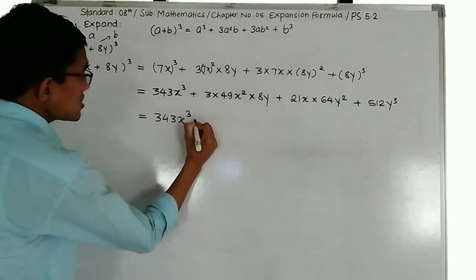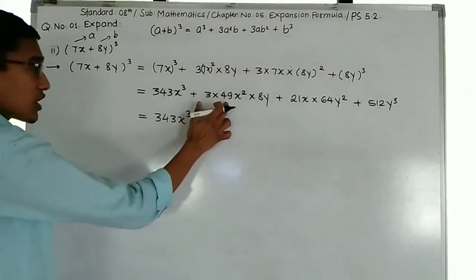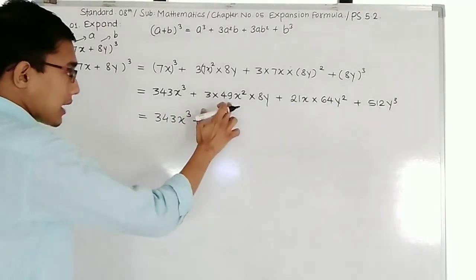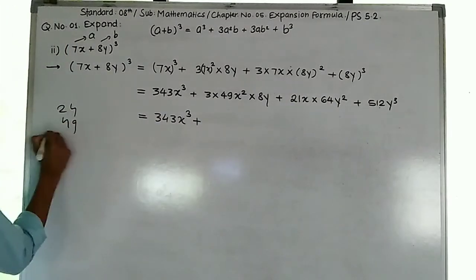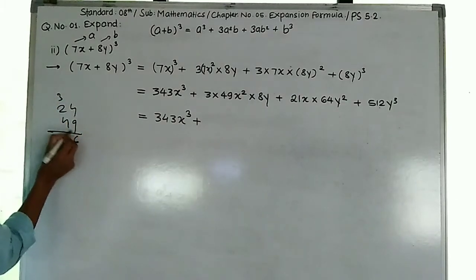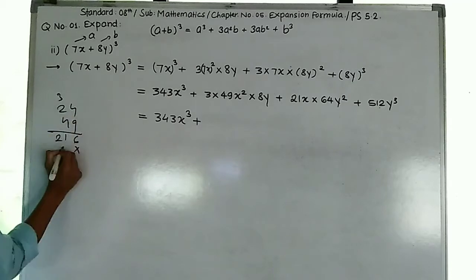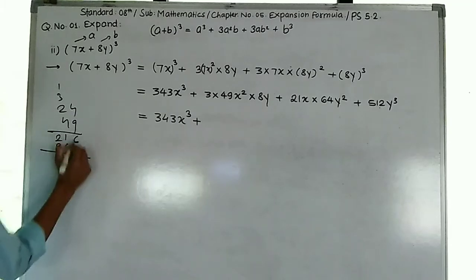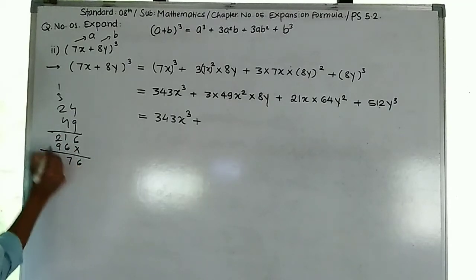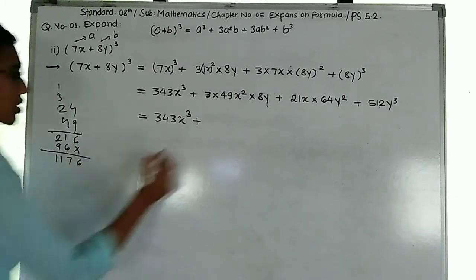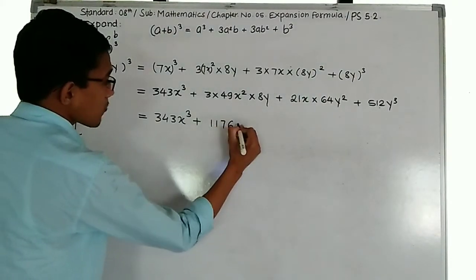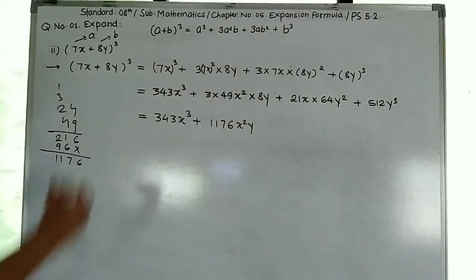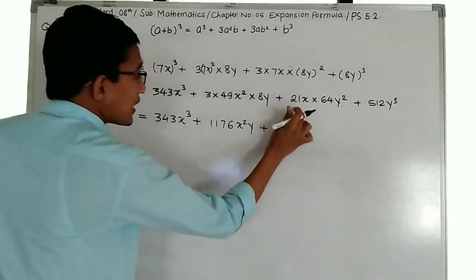343x cube as it is, plus, now 3 into 49 into 8, so 3 8s are 24 and 24 into 49. Okay, so what is 24 into 49? 9 4s are 36, 6 and 3 carry; 9 2s are 18 plus 3 is 21. 2 16, 4 4s are 16, 6 and 1 carry; 4 2s are 8 plus 1 is 9. Okay, 6, 1 plus 6 is 7 and 9, 2 plus 9 is 11. So we got 1176 x square y.